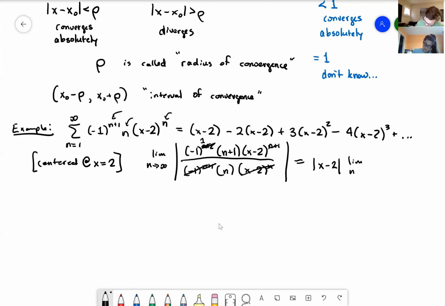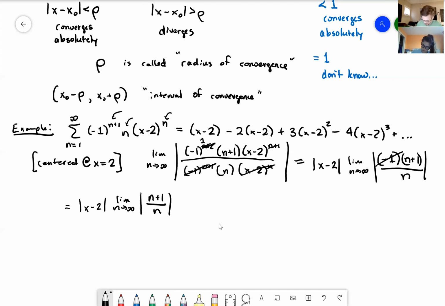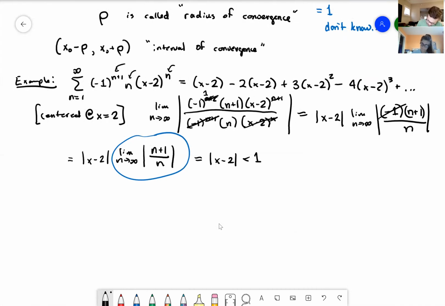Absolute value. The limit as n goes to infinity of -1 times n plus 1 over n. And I could have done this in one step as well. This -1 is in an absolute value, so that's going to go away. So what we get is the absolute value of x minus 2 times the limit as n goes to infinity of n plus 1 over n. And if you remember how to compute limits, you'll see that this limit right here is just equal to 1. So what we get is the absolute value of x minus 2. And now we want to compare this thing to 1. So we want that to be less than 1. The L that we got here was just 1. And so it depends completely on this thing being smaller than 1. So in other words, the radius will be 1.